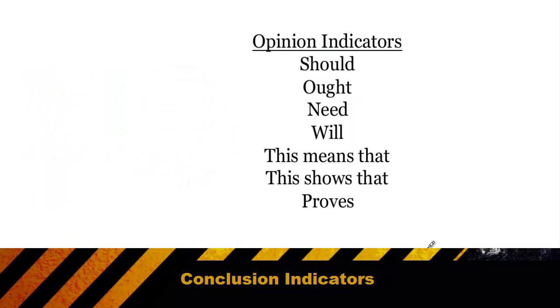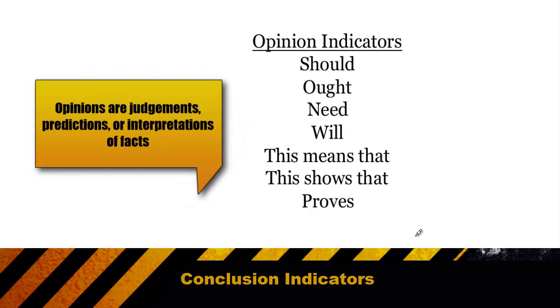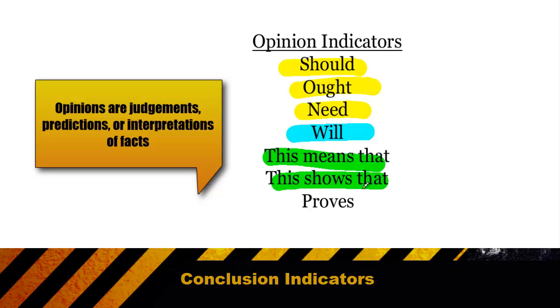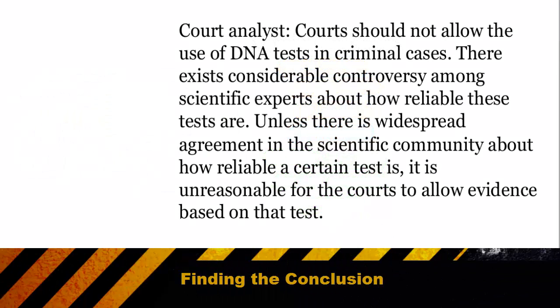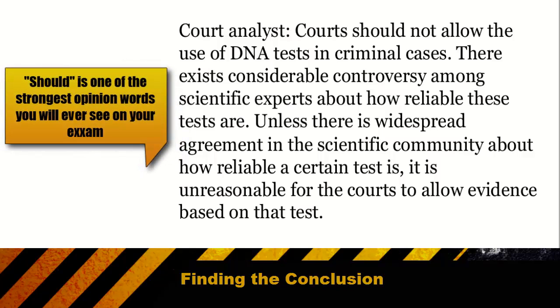And oftentimes you have key words that indicate that part of the argument is the opinion. So anytime the argument talks about what's right or wrong, using words like what we should do or ought to do or need to do, or when the argument makes a prediction about what will happen, or if the argument interprets data with phrases like this means that, or shows that, or proves, those are all opinions, and your conclusion is always the strongest opinion in the argument. If you know about opinion indicators, then identifying the conclusion is often very easy.